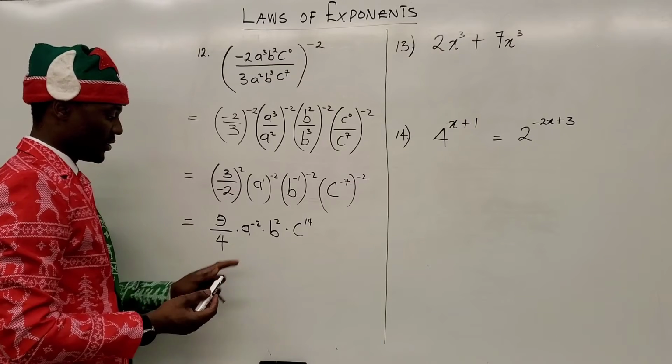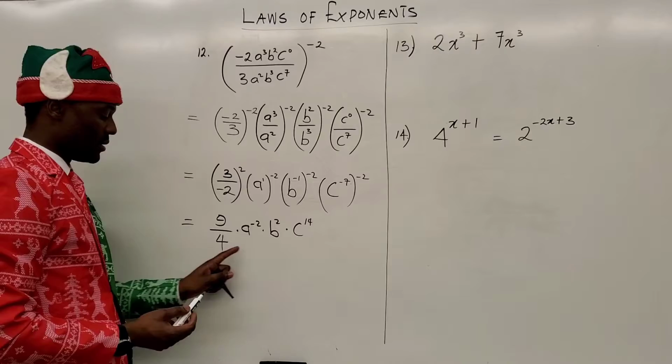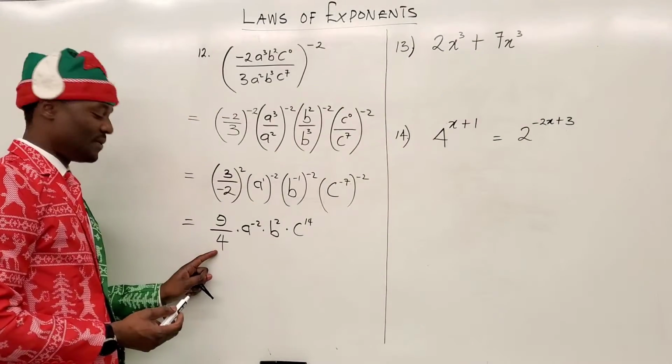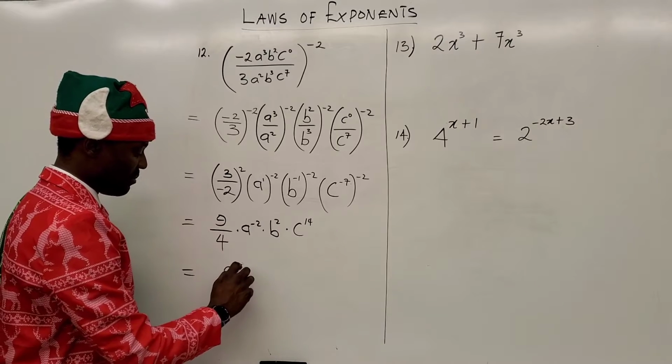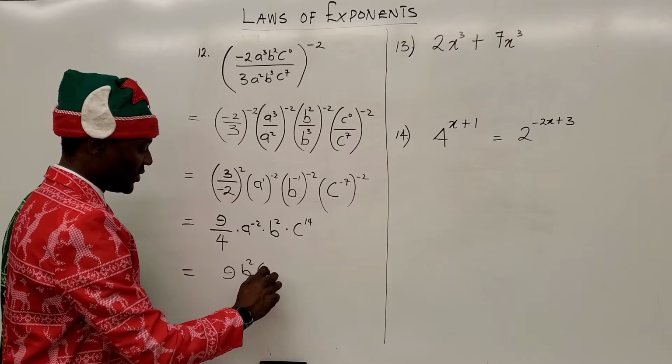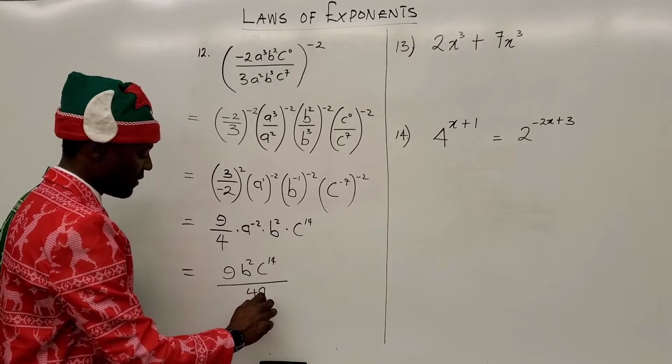So I just need to change this into a fraction. So this a is going to come under and become a friend of this 4. So my final answer will be 9b squared c to the 14 divided by 4a.